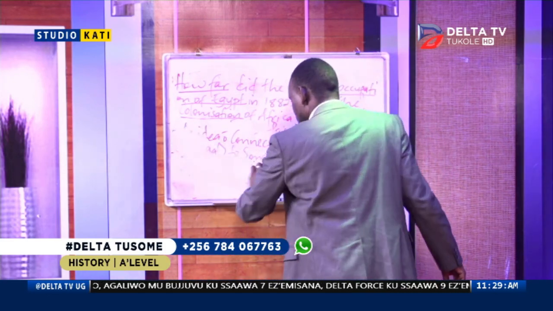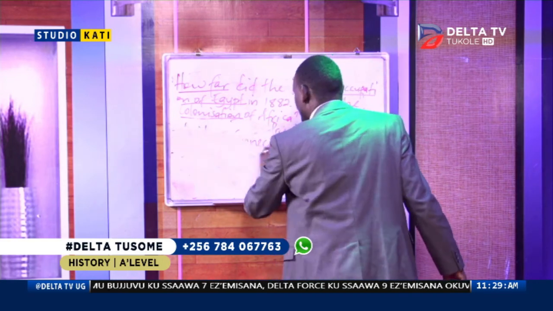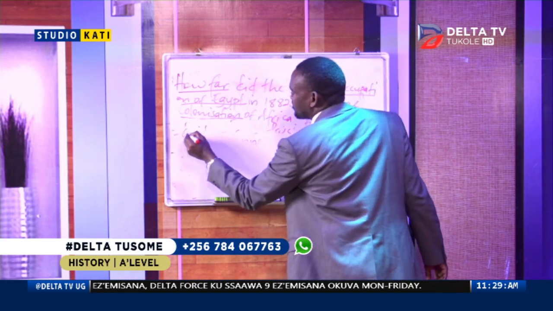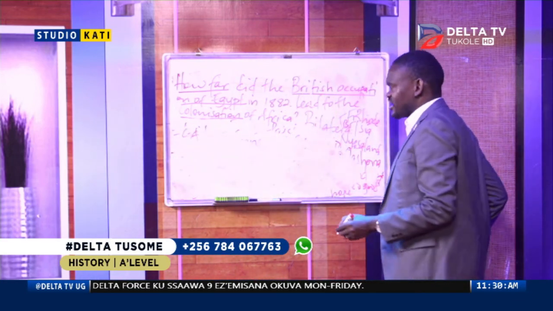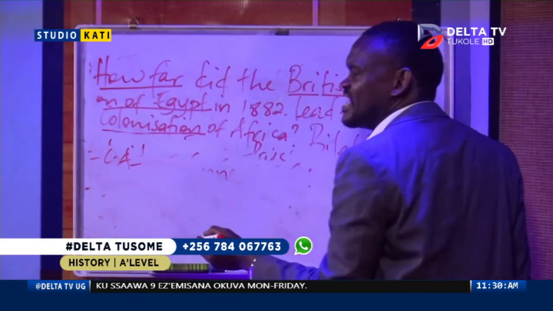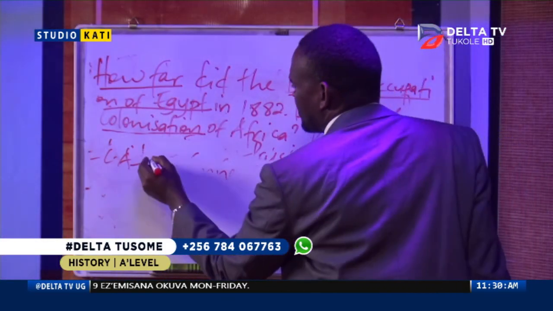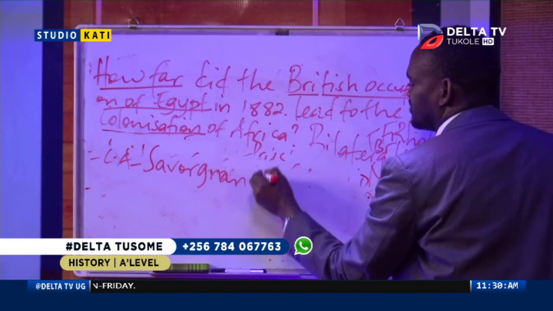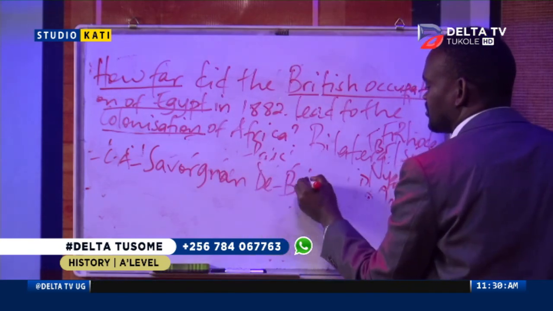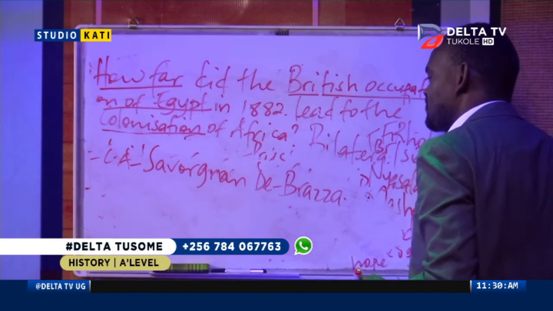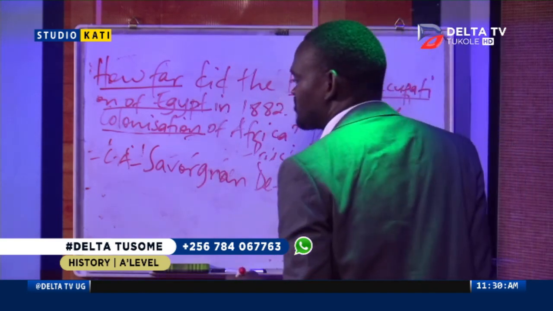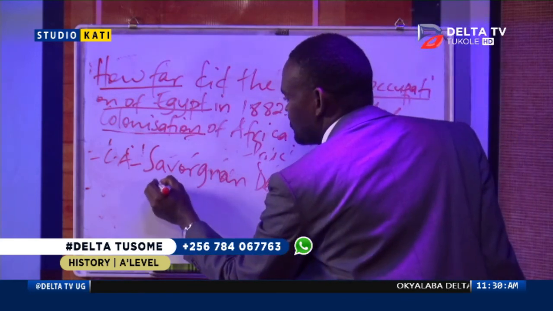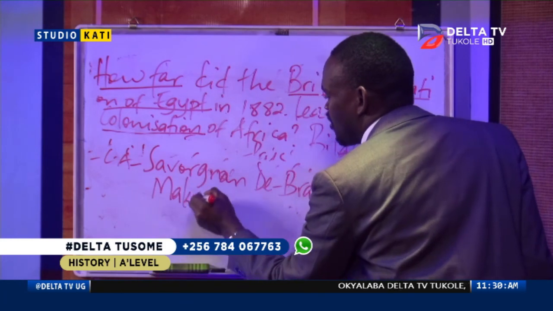Now, meanwhile, in order for the French to still have access to the Nile, they moved away from West Africa and went into Central Africa. In Central Africa, the French sent an Italian adventurer and explorer by the name of Savorgnan de Brazza to sign treaties with the local chiefs in the Congo region. And indeed, de Brazza managed to sign treaties with Chief Makoko of the Teke people.